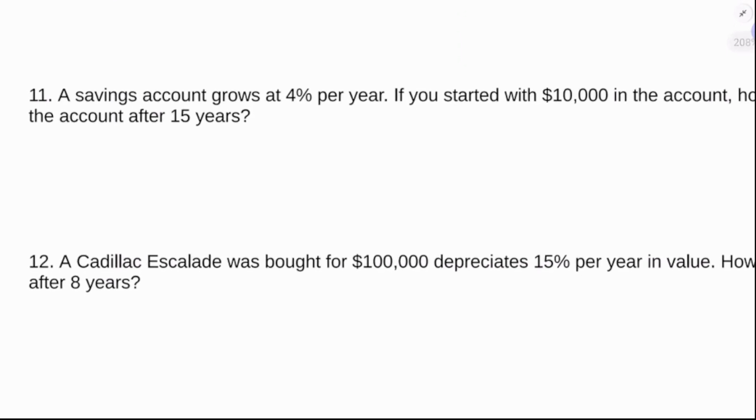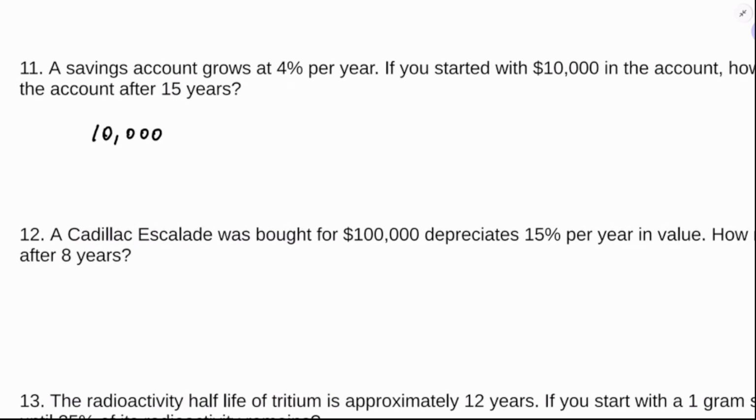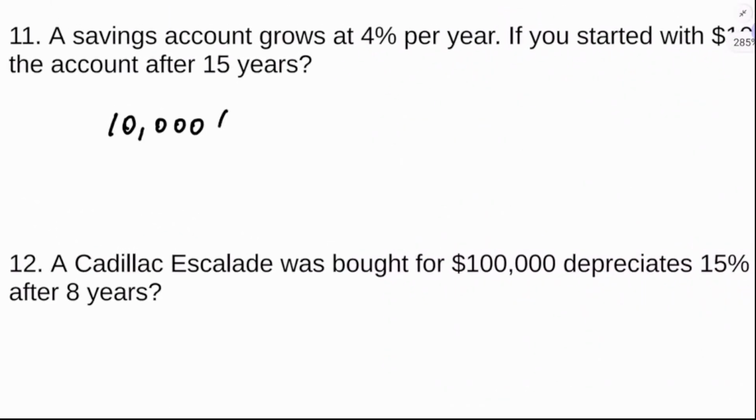A savings account grows at 4% per year. If you started with $10,000 in the account, so you're starting with 10,000, how much money is in the account after 15 years? Multiplying by a 4% growth, that's going to be 1 plus 4%, which is 0.04. After 15 years, I guess assuming compounding once per year, we're going to take that to the 15th power. Without a calculator, we're not going to be able to do anything else with this, and I don't feel like bringing in the calculator right now, so I'm just going to leave that there.